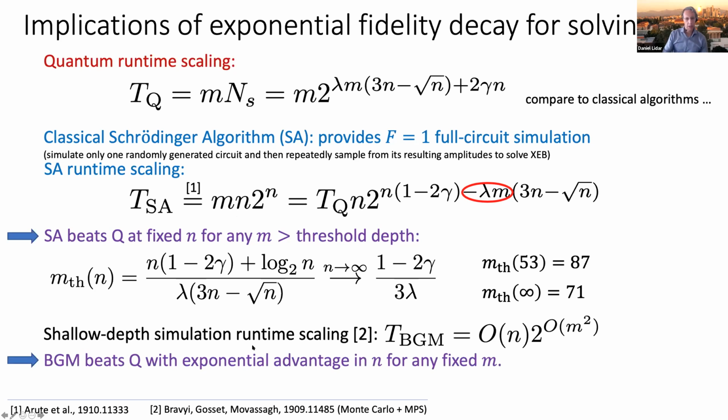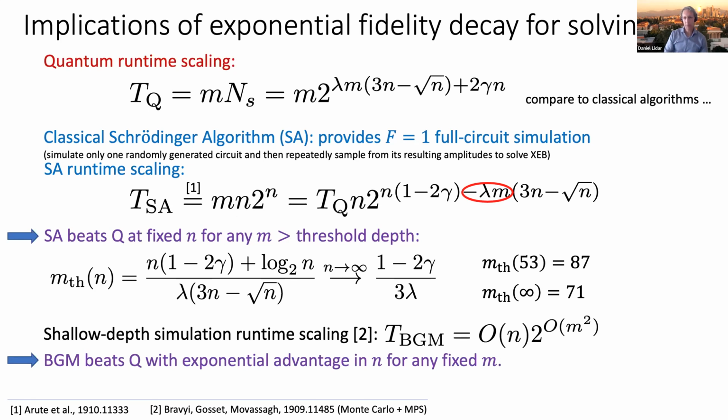There's another algorithm which is kind of the opposite limit. It's an algorithm that's appropriate for shallow depth simulation. It's due to Bravyi, Gosset, and Movassagh, and it scales like n times 2 to the m squared. So this means that this algorithm, which by the way uses Monte Carlo and matrix product state methods, is going to beat the quantum algorithm with an exponential advantage in n for any fixed m.